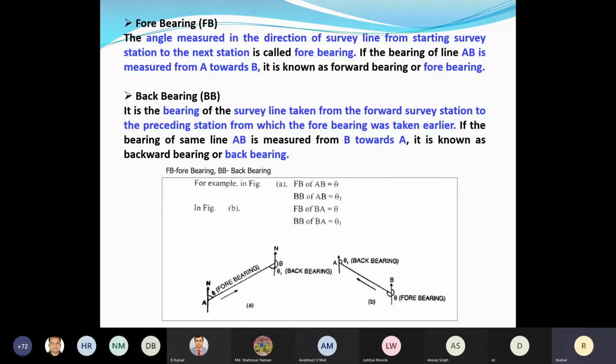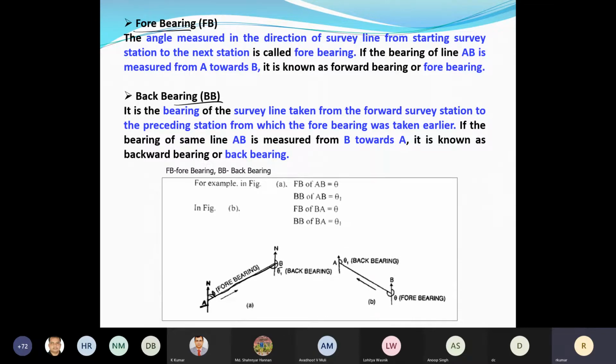Now, what is the concept if I say fore bearing and back bearing? Suppose this is your station A and this is your station B and this is your north. I'm measuring the north with the prismatic compass and from here I'm sighting B. So this angle will be some theta. This theta will be called the fore bearing. It is the direction of the survey line. It means A to B, if I'm taking the reading, it's called the fore bearing.